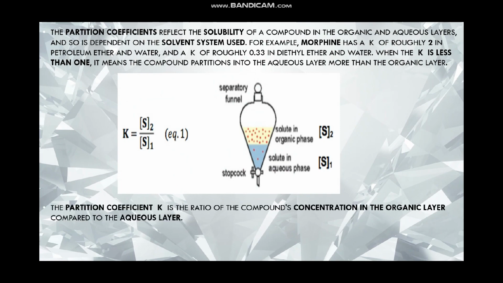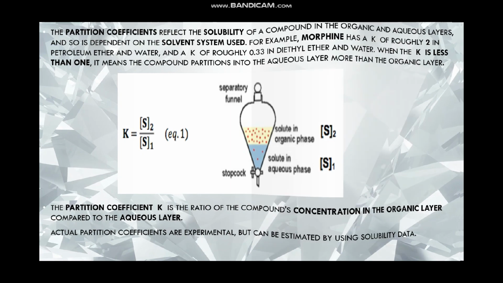It's given by the equation K equals S2 over S1. K is also equal to the concentration in the organic layer compared to the concentration in the aqueous layer. Actually, the partition coefficient K is experimental, but we can estimate it using the solubility data.